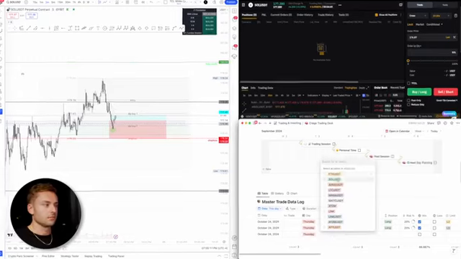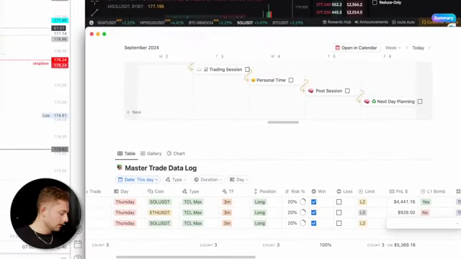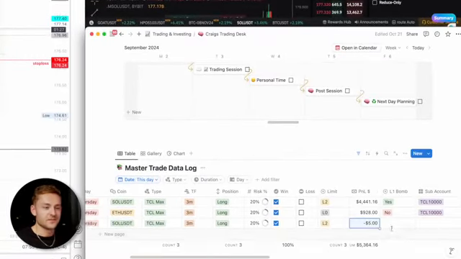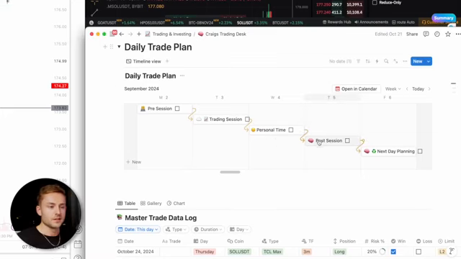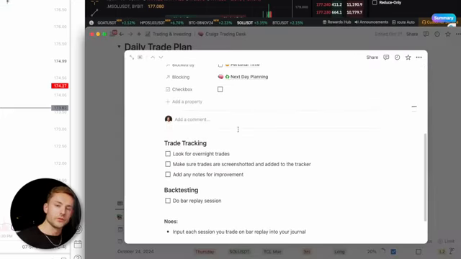All right, so I'm going to go ahead and input my trade information, -$5 after fees. Next thing that I'm going to do is go into my post session review time here and look over the trades, making sure that we have all of our screenshots input and add any notes for improvement.